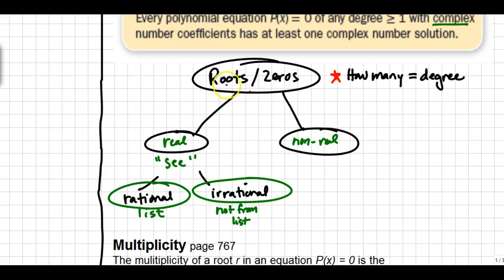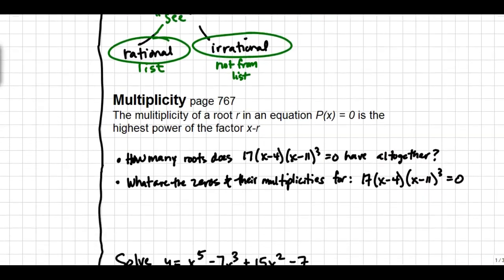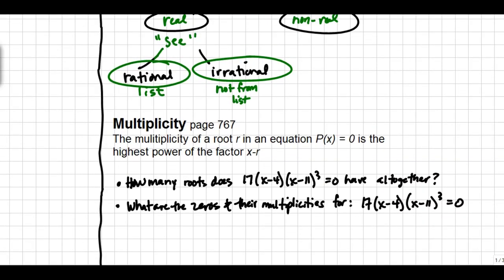So your first job is to figure out how many roots there are altogether, then graph it to see how many of them are real, and then from the real list you want to make sure that you figure out how many of those are also rational. So that's the format that you're going to go in, from how many to how many real to how many rational. The other topic for this lesson is about multiplicity. The book states that the multiplicity of a root, r, in the equation p of x equals 0 is the highest power of any of the factors.